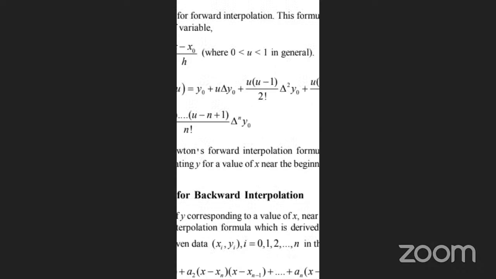This formula may be written by changing the variable. X is equal to x naught plus hu, so u is equal to (x minus x naught) by h, where 0 less than u less than 1 in general. Then p of x is equal to p of (x naught plus hu), equal to y naught plus u delta y naught plus u(u minus 1) by 2 factorial del square y naught, plus u(u minus 1)(u minus 2) by 3 factorial del cube y naught, and so on, up to u(u minus 1) and so on (u minus n plus 1) by n factorial del power n y naught. This is called Newton's forward interpolation formula.